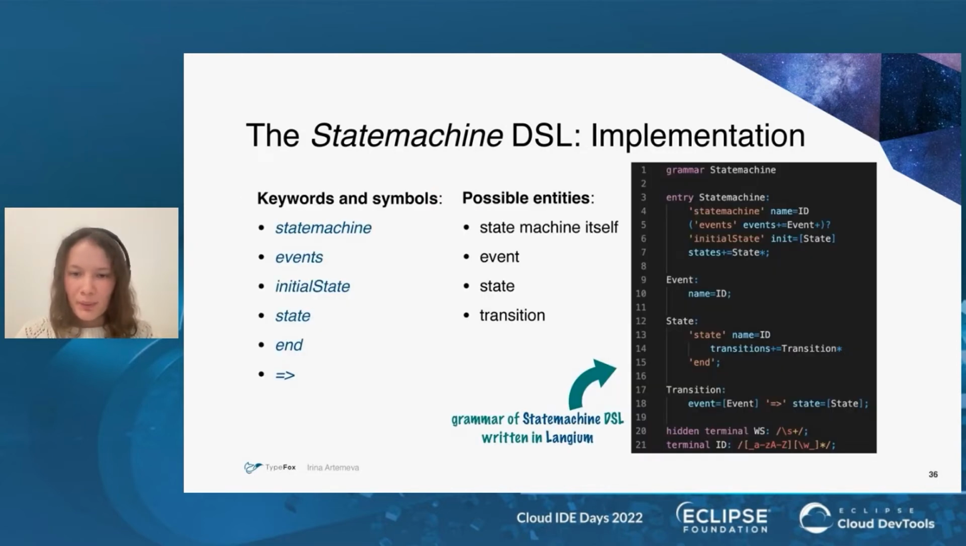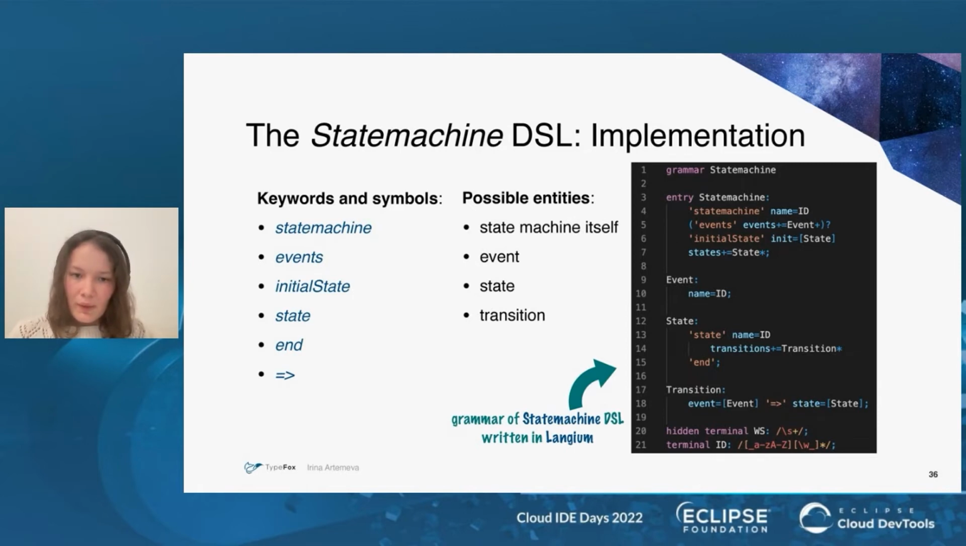Okay, we opened our grammar file and wrote our grammar based on our investigations of the design stage. And we have here keywords and symbols and all necessary entities. Let's take a look at it closer. So what do we have here? Our grammar starts with the keyword grammar and then the name of our domain-specific language. In our case, it's state machine. And then we have sets of parsing rules.